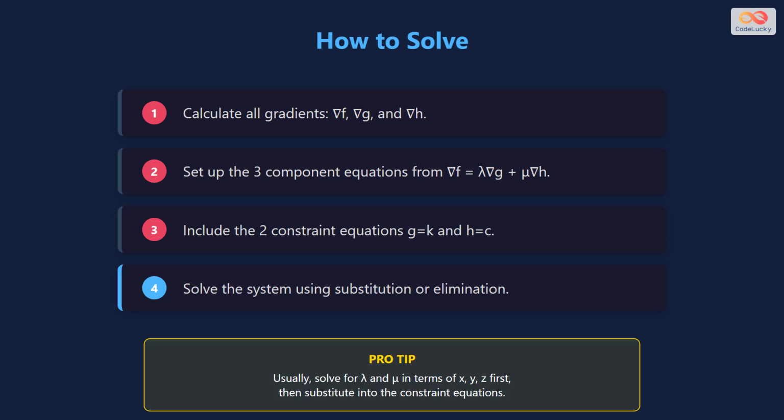So what is the process? First, calculate the gradients for f, g, and h. Second, set up the component equations from our vector formula. Third, bring in your two constraint equations. Finally, use algebraic substitution or elimination to solve this system for your variables. A helpful tip is to usually solve for the multipliers lambda and mu first, then substitute them back to find x, y, and z.